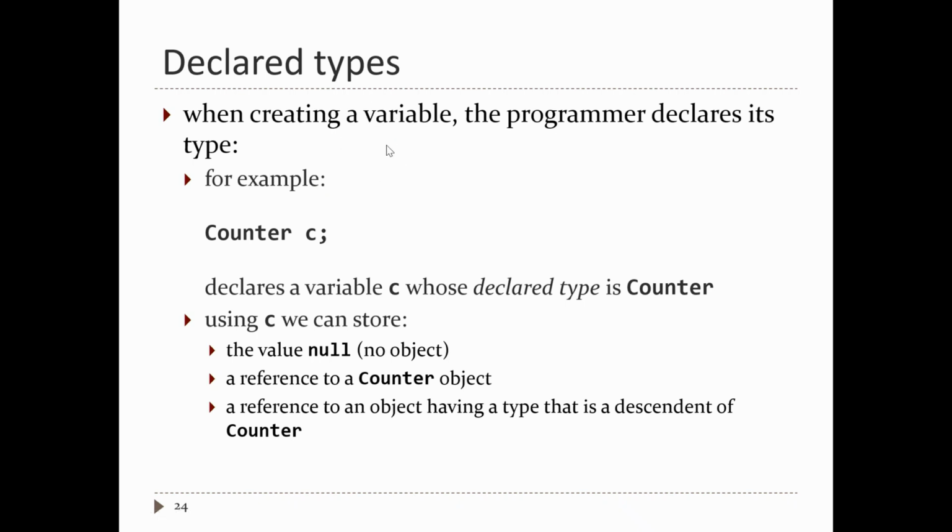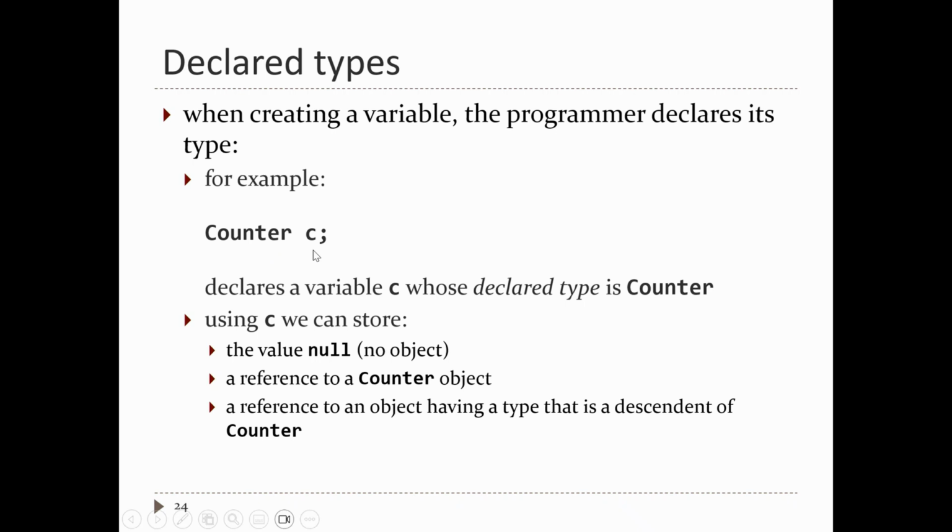So when you define a variable, you have to say what the type of the variable is. So counter C says that C refers to a counter object. We say that the declared type of C is counter. In other words, when you declare the variable, whatever type you say C has, that's its declared type. Or the other way to think about this is the type on the left-hand side is its declared type.